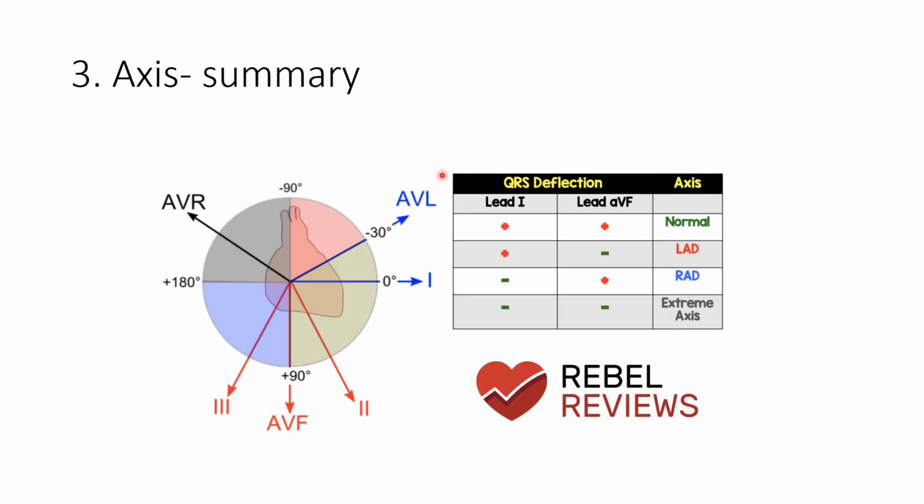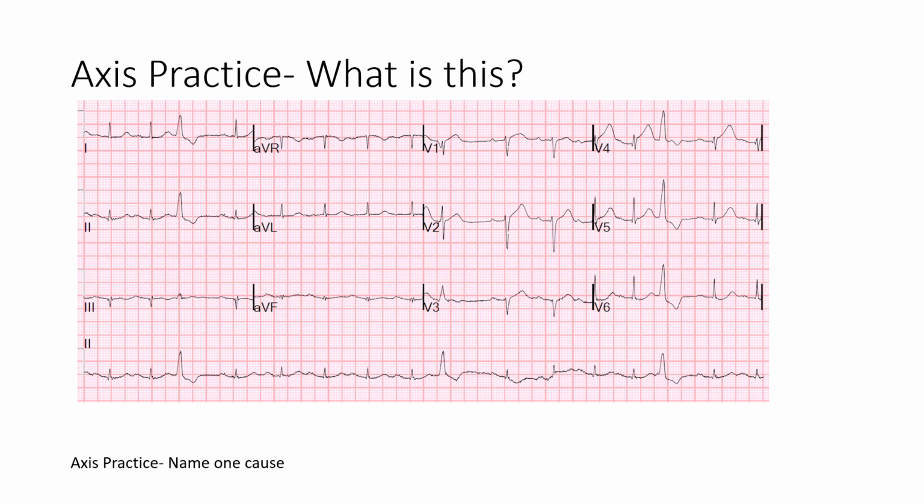Here's a quick summary of all of the axis deviations that can occur, as well as the normal axis. You can check leads 1 and lead AVF, and depending on the overall positivity or negativity of these leads, determine the axis and potential health problems that go along with it. Here's a practice. Assess the axis of this ECG. Pause now, and when you're done, resume, and we'll go over the answer.